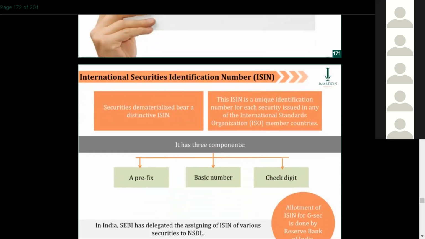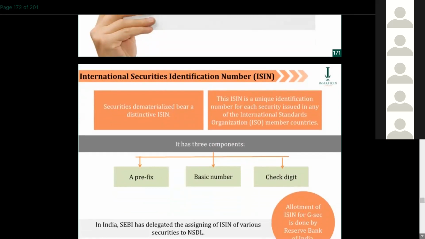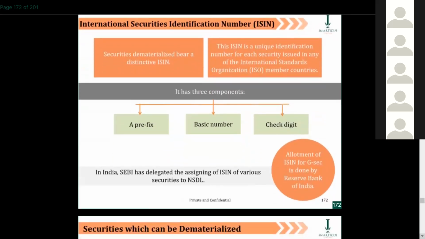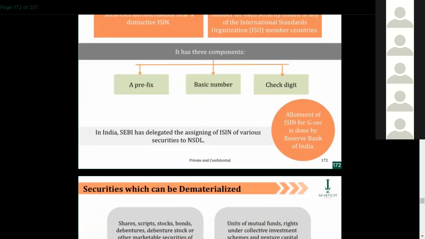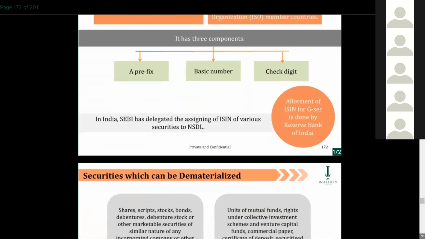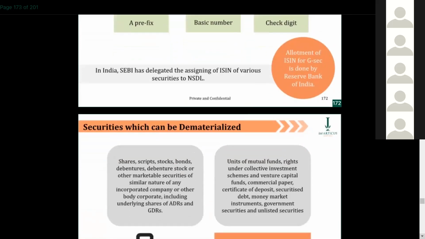ISIN for GSECs or government security is done by Reserve Bank of India because Reserve Bank of India works as an agent for the government. SEBI assigned the ISIN to be given by NSDL. So all the other securities ISIN would be given by NSDL, whereas for GSECs it will be given by Reserve Bank of India.